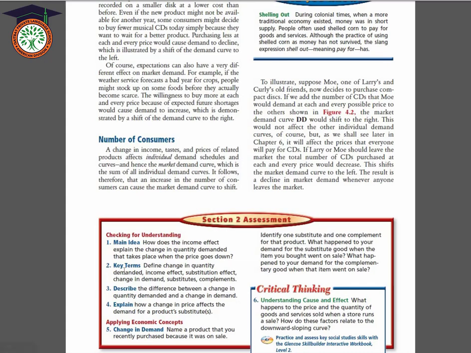Number 2, you're going to answer the key terms, which is the definition of the income effect, substitution effect, the change in the demand, substitutes and complements. Then in number 3, the difference between a change in the quantity demanded and a change in the demand itself, because sometimes the demand itself has a change, of course, can change.